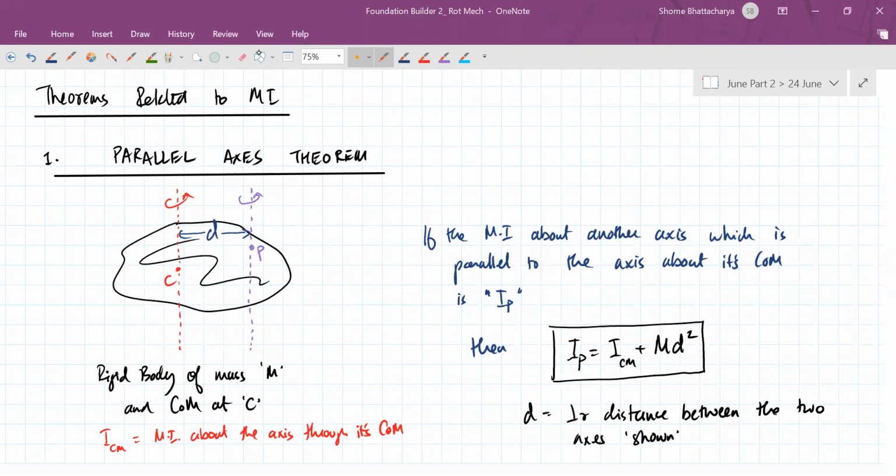Sir, axis is perpendicular to the body, rigid body.